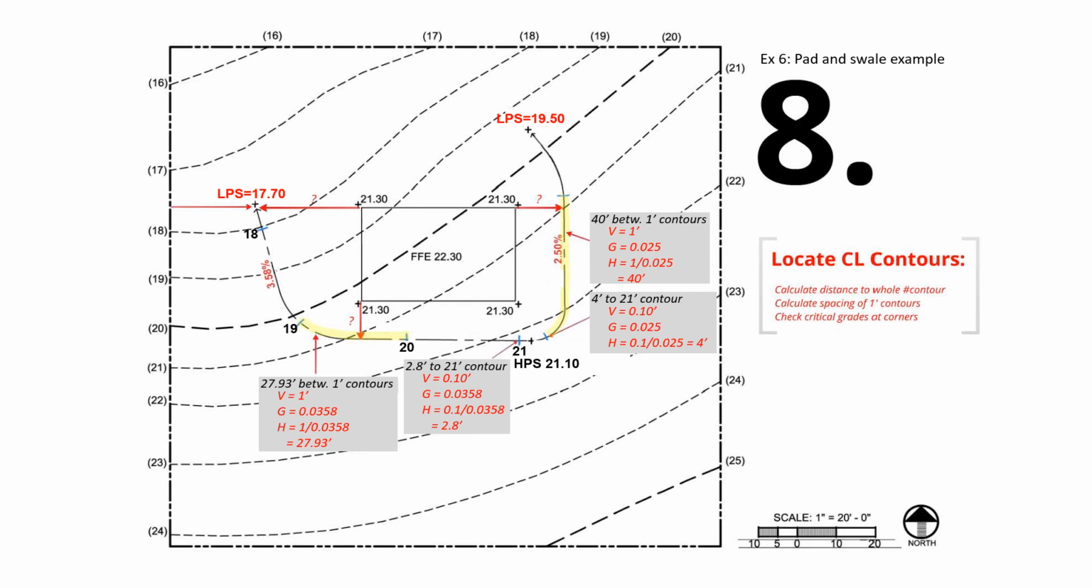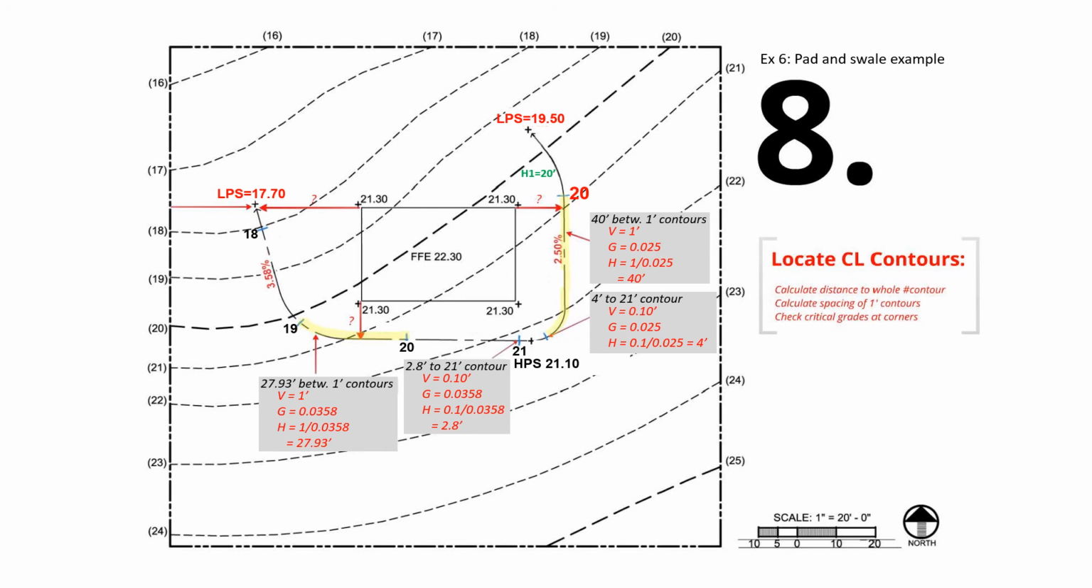If you start from the LPS, to find the next whole number contour, which is the 20 contour, you calculate based on V equals half foot, right? The differences between the LPS and the 20-foot elevation. So the H distance here to the next contour should be 20 feet. And basically, you measure 20 feet on CAD along the centerline to find the 20-foot contour on the centerline.